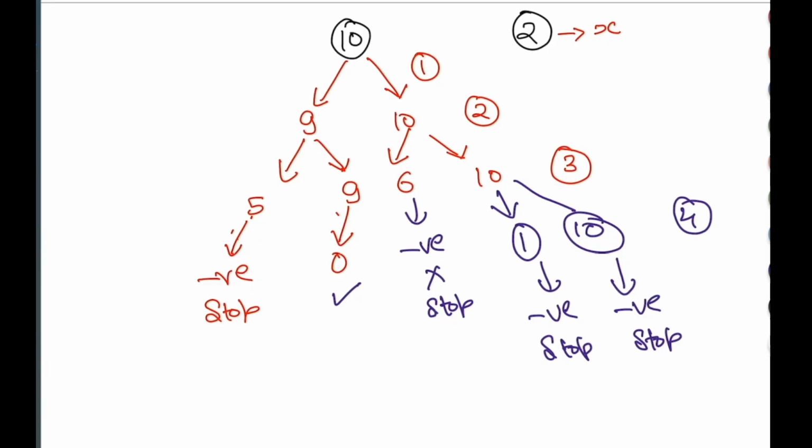But what about this one? You can say that if you include the 3 square, it will need 1 more. If you don't include 3 square, it will still need 10 more. Next time you will start with 4. 4 square is 16, which is more than 10. So both will become negative and you can stop.